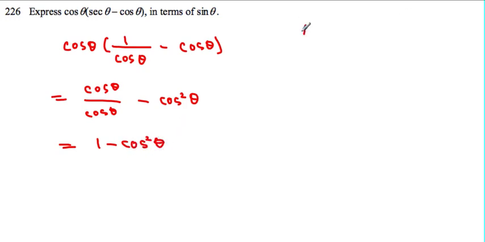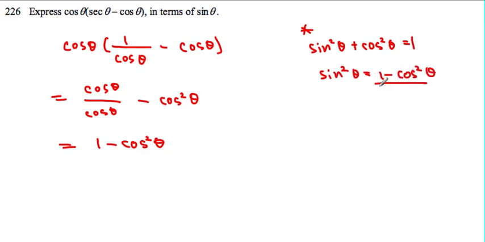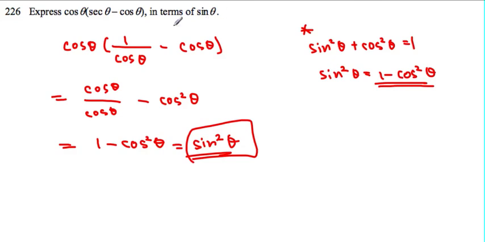What is this in fact equal to? So if you remember, sine squared theta plus cosine squared theta is equal to 1. See, 1 minus cosine squared, that means if you subtract cosine squared, we realize that sine squared theta is equal to 1 minus cosine squared theta. So we can write this one using sine squared. So this must be equal to sine squared theta, and that becomes our answer.